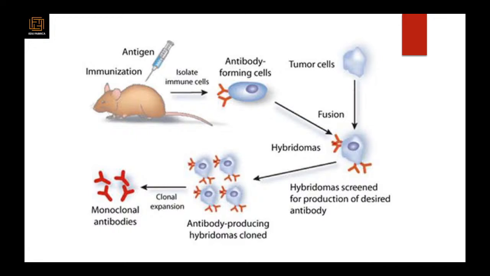So what you do, you immunize one mouse with the antigen, you isolate the immune cells afterwards. Then you extract the antibody forming cells, you make tumor cells, and you fuse them with the tumor cells to produce a hybridoma. And these hybridomas are screened for production of desired antibodies. And antibody producing hybridomas are cloned further, and with clonal expansion we get the monoclonal antibodies. We remove the viruses, and then we have mainly your monoclonal antibodies out of a system.